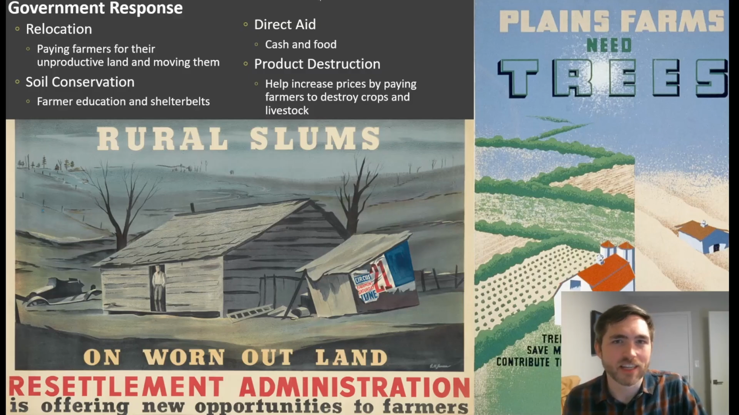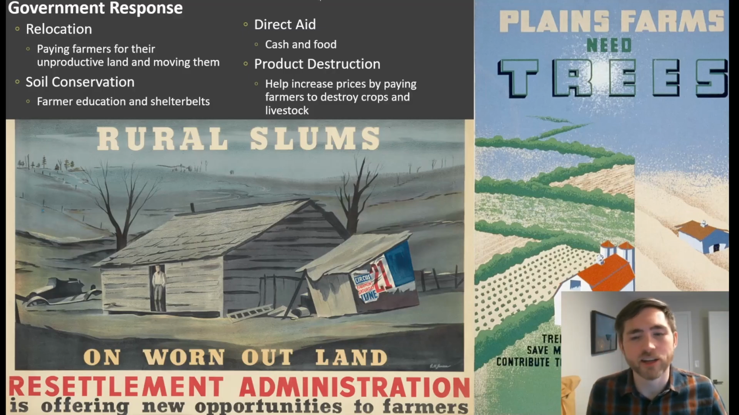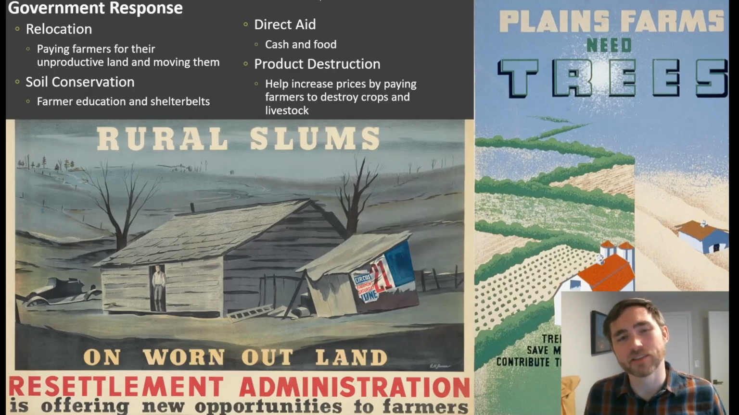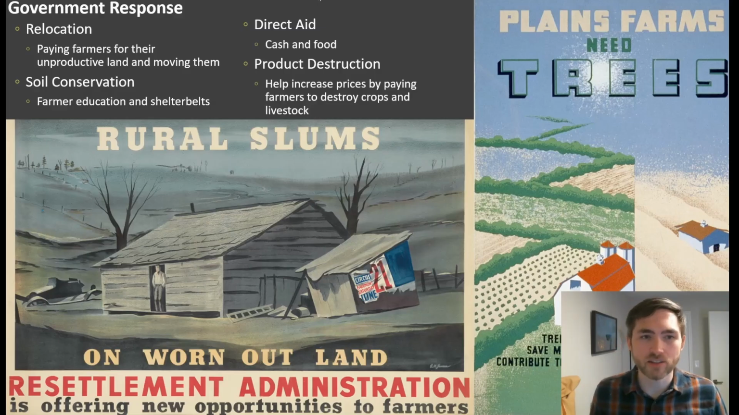One of the less successful was relocation. They would simply pay farmers for their unproductive land and then move them elsewhere. Much more successful was soil conservation, where they educated farmers on less erosive farming practices, but also created giant shelter belts, these big bands of trees that cut across the Great Plains, meant to serve as windbreaks.